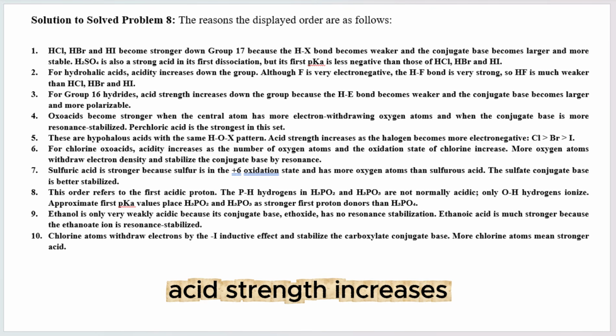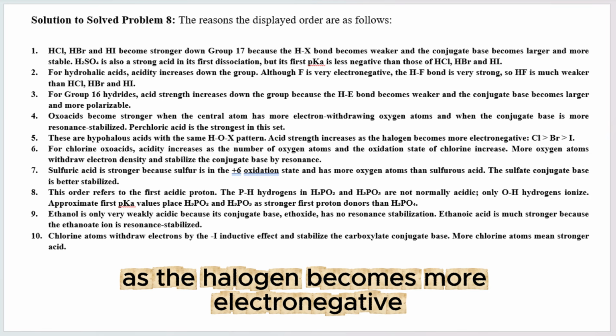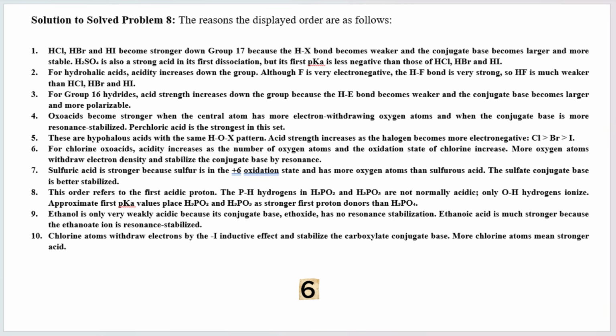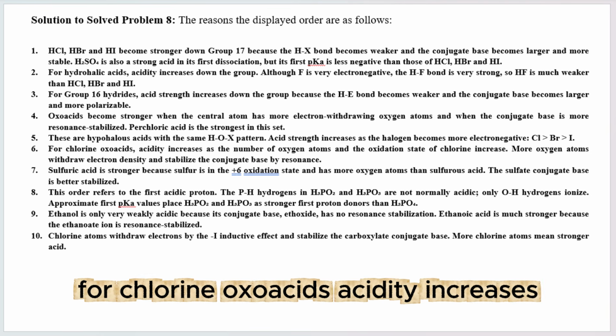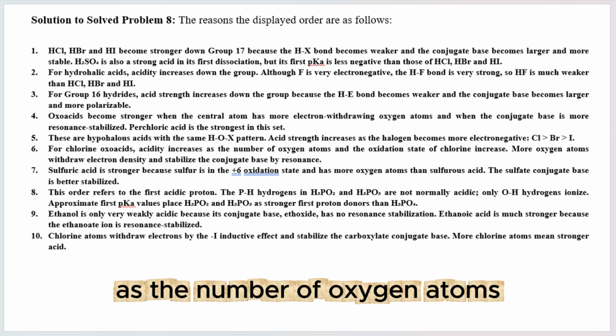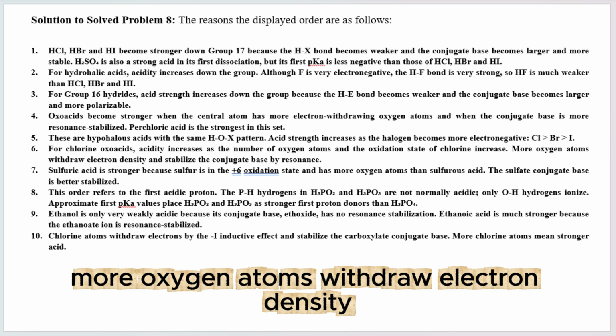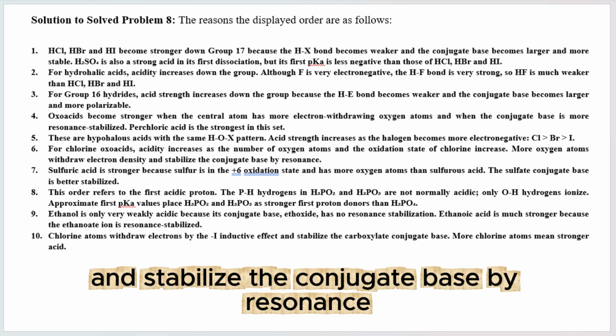Acid strength increases as the halogen becomes more electronegative. Cl greater than Br greater than I. 6. For chlorine oxoacids, acidity increases as the number of oxygen atoms and the oxidation state of chlorine increase. More oxygen atoms withdraw electron density and stabilize the conjugate base by resonance.